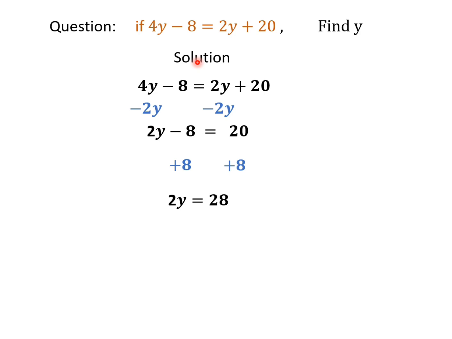Now to find y, we need to divide both sides by 2. So we have 2y over 2 equals 28 over 2. So 2 can cancel out 2 over here, and the final answer is y equals 14.